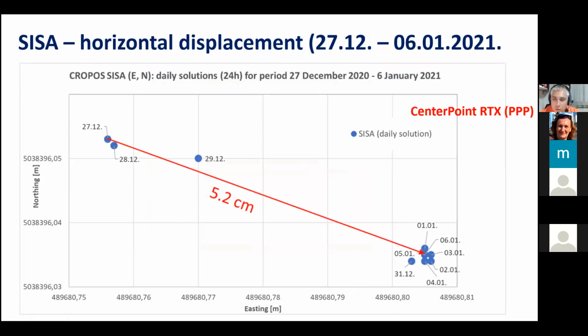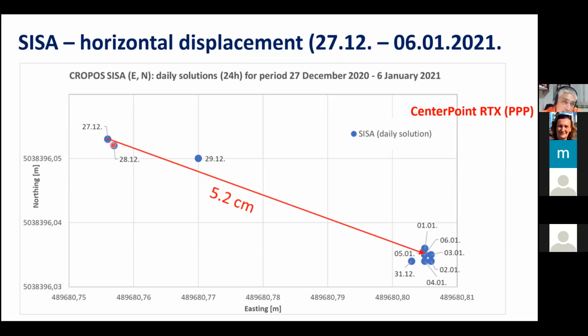So those are the results obtained by center point RTX or PPP method. We here have 11 daily solutions, but not 11, we have 10, since you have seen that one file could not be processed because there were just few, not enough data for processing. So this is the start. This is the 27th of December 2020. So this is a day before the earthquake. Then the day after, this is the solution.